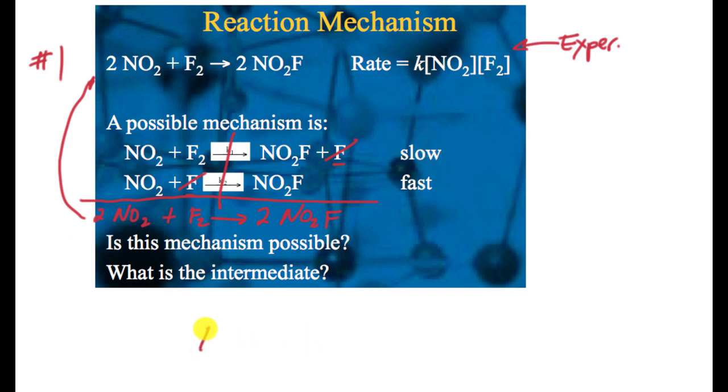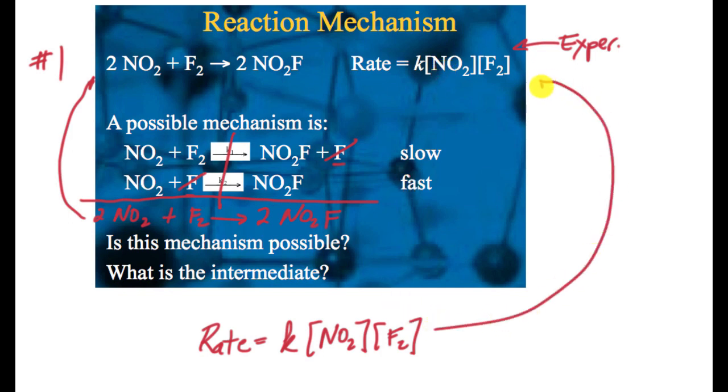Anyway, so the slow step. What I'm going to do is rewrite the rate. I'm going to write it down here. So rate equals k, and I'm going to put these two together: concentration of the nitrogen dioxide times fluorine. Notice it's not squared, and does it match this one over here? It does. So criteria 2 has been met. So this would be a valid mechanism. Is it possible? Yes, it's valid.